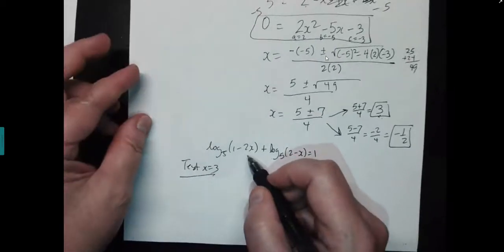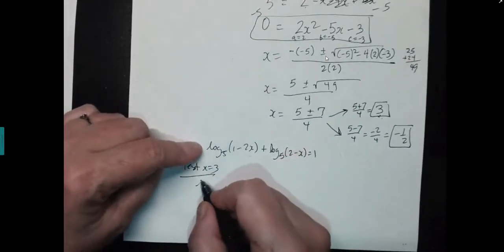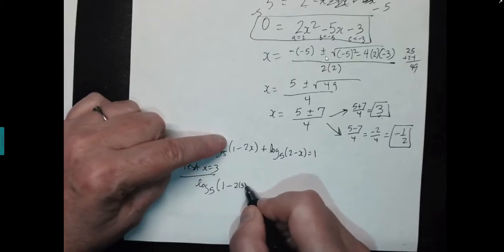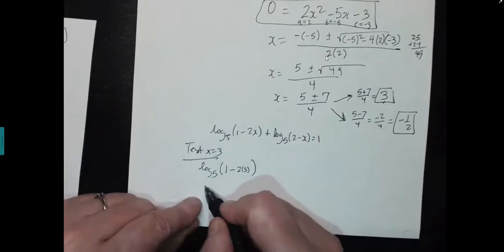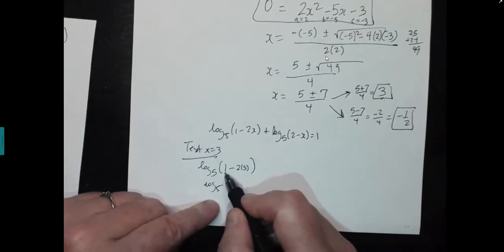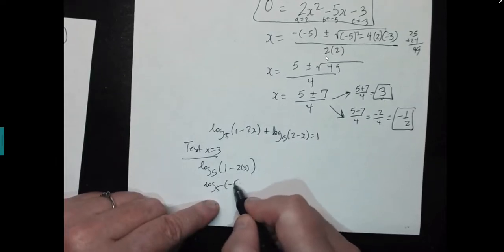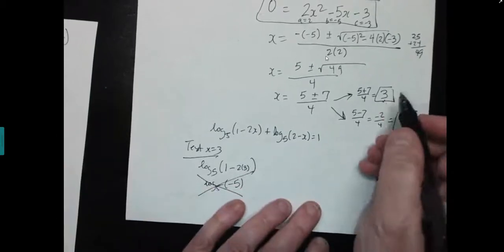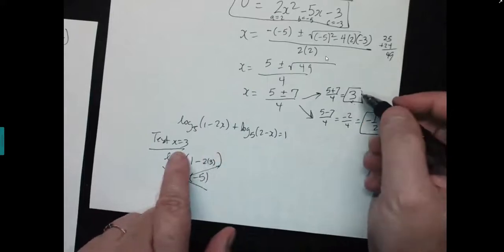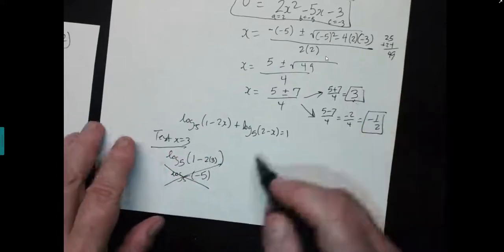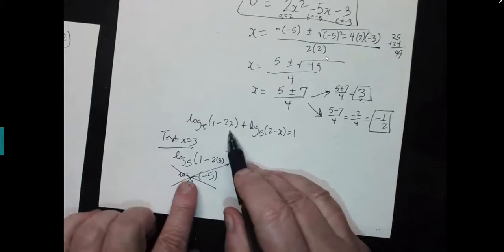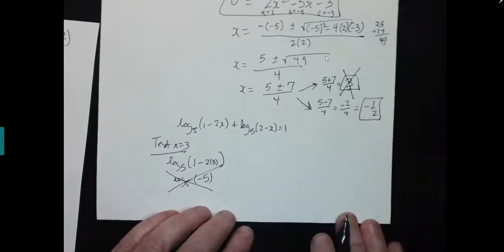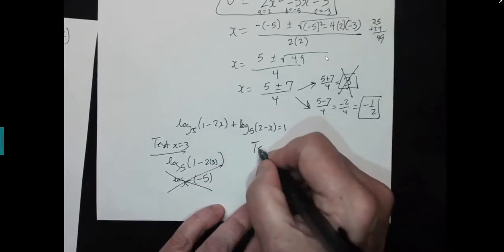So if I plug 3 into here, I'm going to have 1 minus 2 times 3, and just that first term alone is going to be 1 minus 6, which is negative 5. I can't do that. I can't take the logarithm of something negative. 3 does not work. And the reason 3 does not work is because when I plugged it into the original equation, I ended up taking the log of something negative. 3 is extraneous.